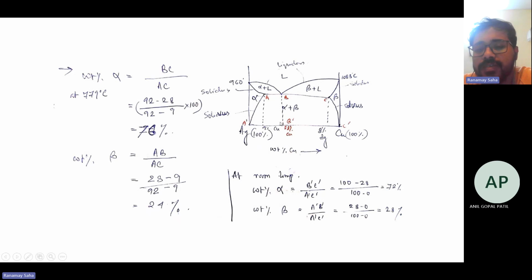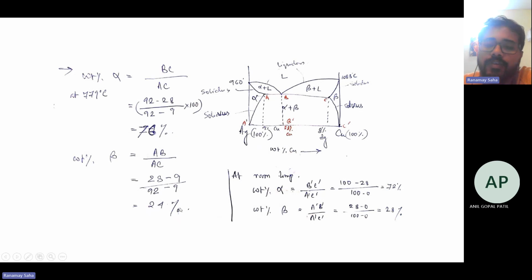At the solidification point, the composition of copper is 28%. It was given in the question, right? So in that case, BC becomes 92% copper at C minus 28% copper at B, divided by AC, which is 92% copper minus 9% copper. That way you can find out the weight percent of composition A, or alpha.